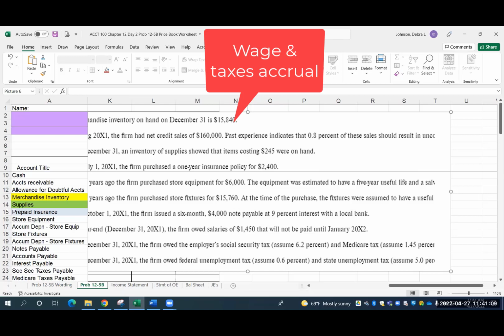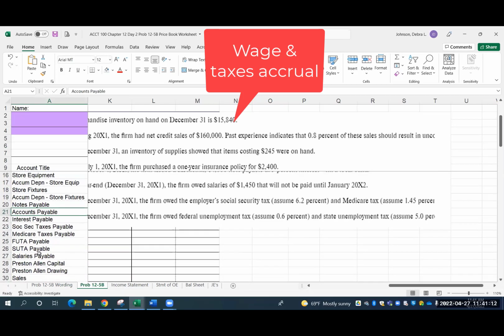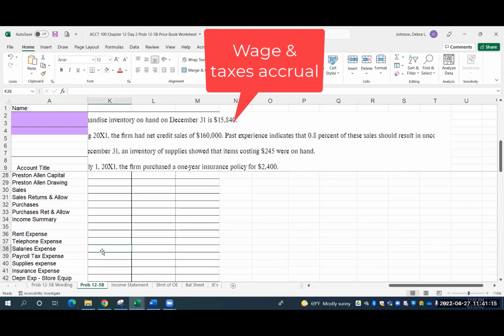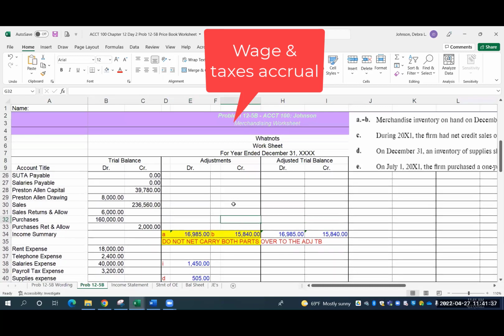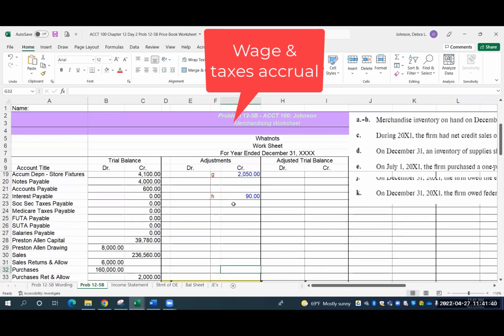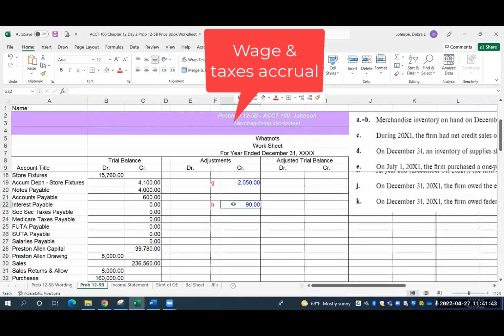He gave it to us, $1,450. So I'm going to go find my wages expense or salaries expense, and I'm going to go put that in there. Go over here. Salaries expense, $1,450. And the offset is going to be salaries payable because you owe them that money at 12/31. So I'm going to go up to my liabilities and I'm going to find salaries payable for $1,450. Here it is. That's letter I.